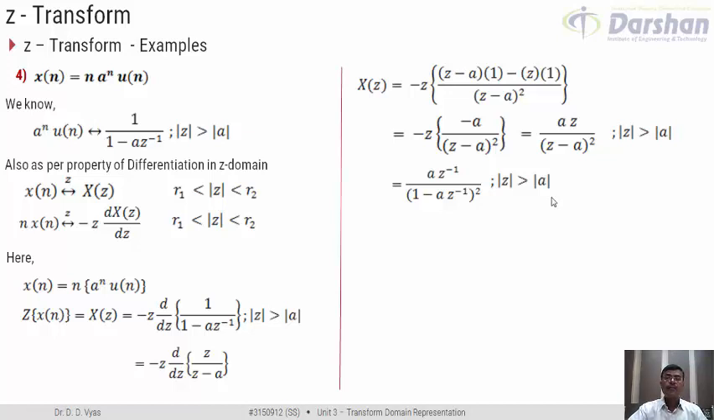Right? For future reference, note that whenever you get terms with a power higher than 1, like we have here (z minus a) whole square or (1 minus az inverse) whole square, or terms like z square or z cube, it primarily indicates that there should be some multiplying factor like n with the discrete time function. Whenever you have the multiplying factor n, it is likely that you would have terms with square or higher powers in the denominator.